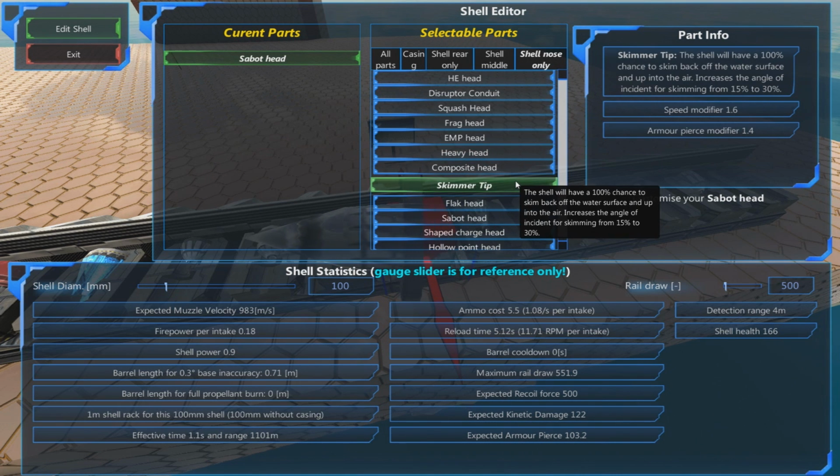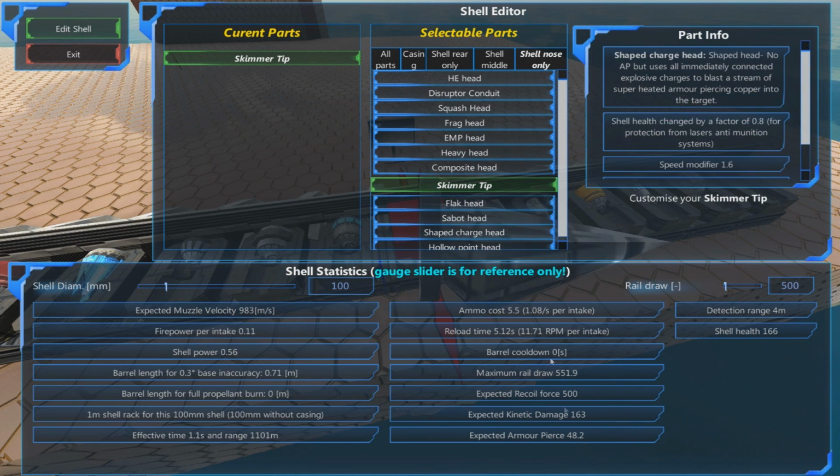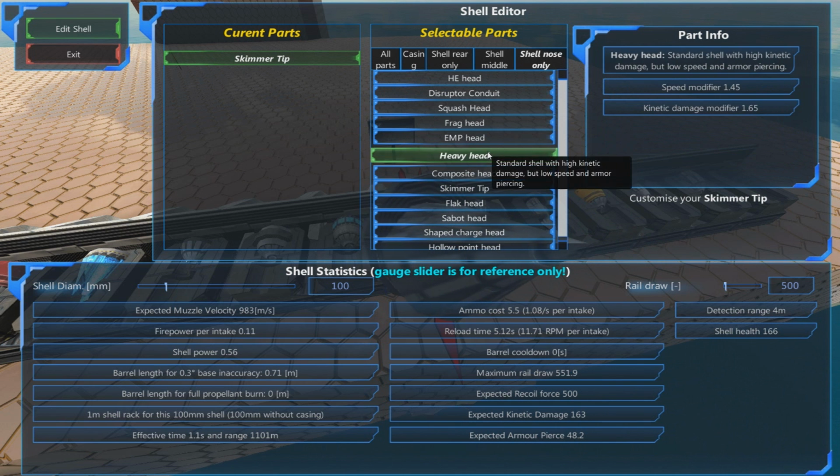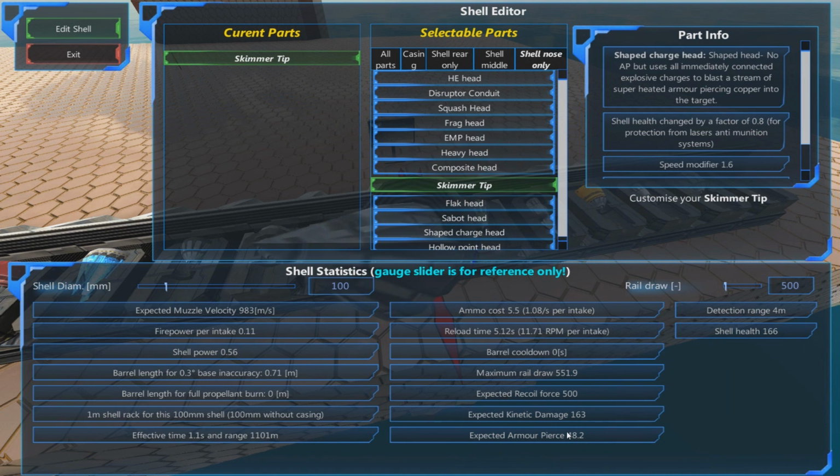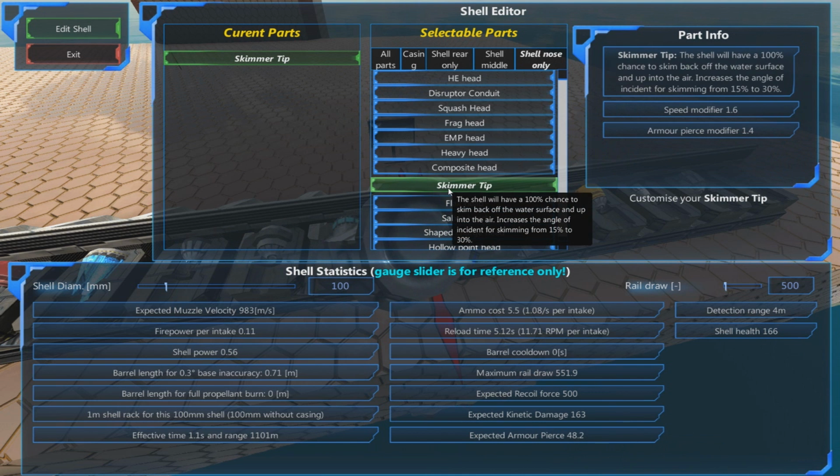But there's also this one. So, the Skimmer Tip. I have never used these. So, it's also a kinetic shell of sorts. It has pretty decent armor damage, armor piercing. It has better armor piercing than the heavy head, actually. So what does this do? This shell has a 100% chance to skim back off the water surface and up into the air. Increases the angle of incident for skimming from 50% to 30%.